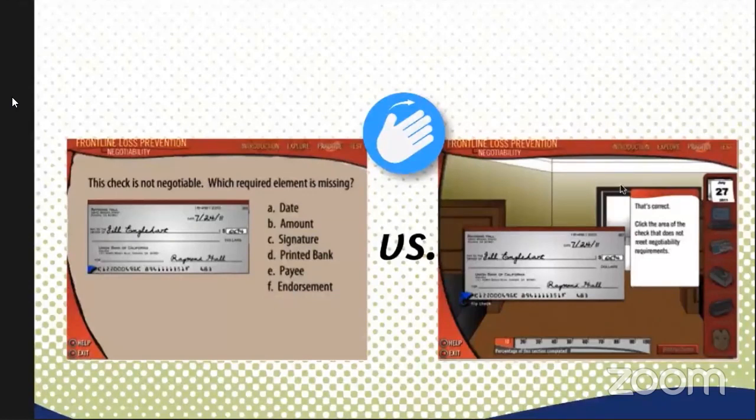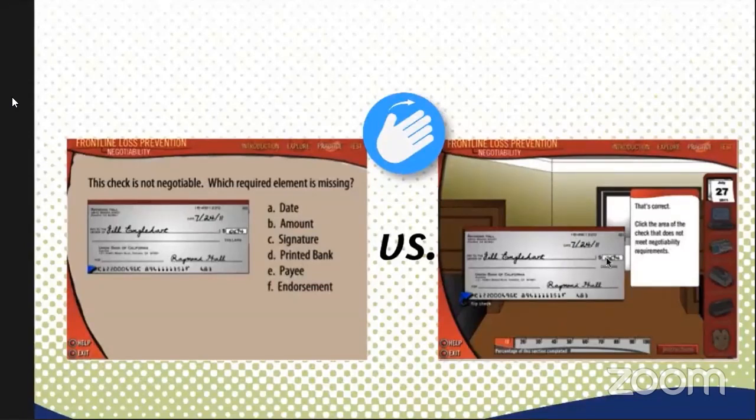If we look at the example on the right, which is sort of a redesign of this basic question, the question still is, this check is not negotiable, but I have to click on the check to indicate the part of the check that is making it non-negotiable. And this is exactly the task the learner needs to do when they're on the job, which is look carefully at checks.